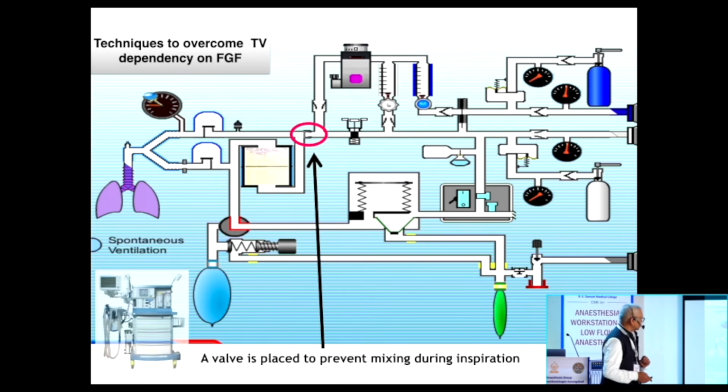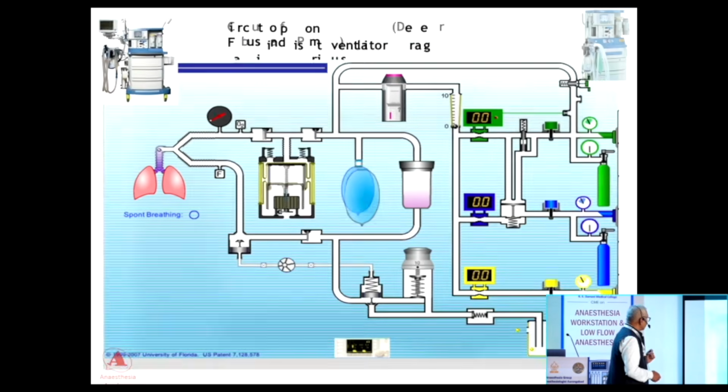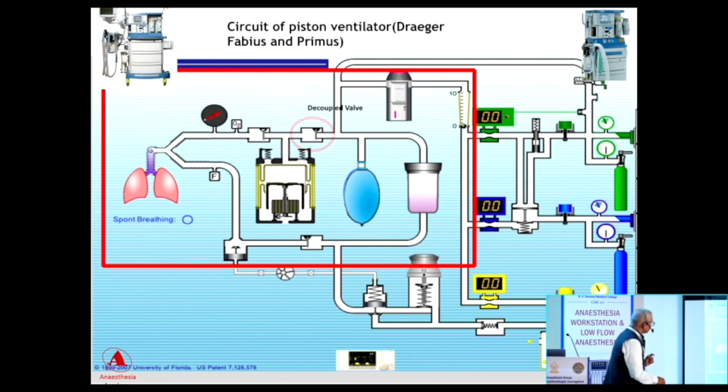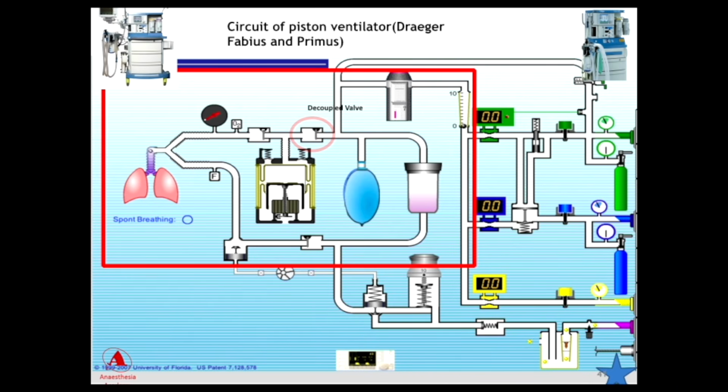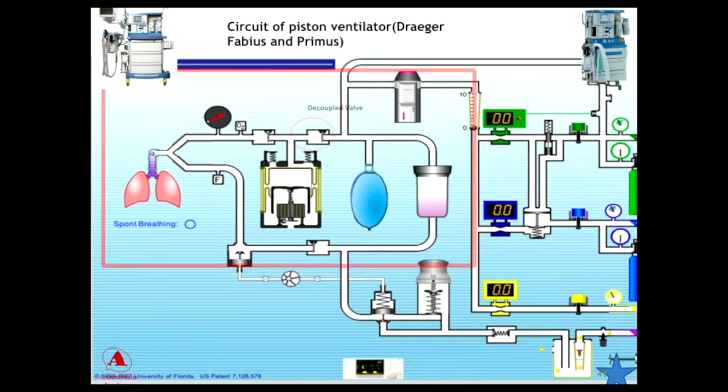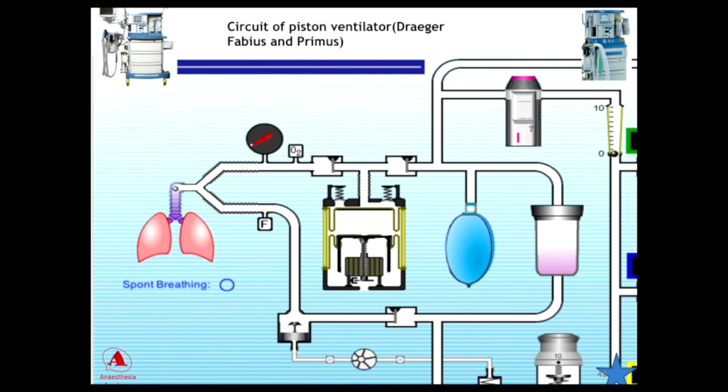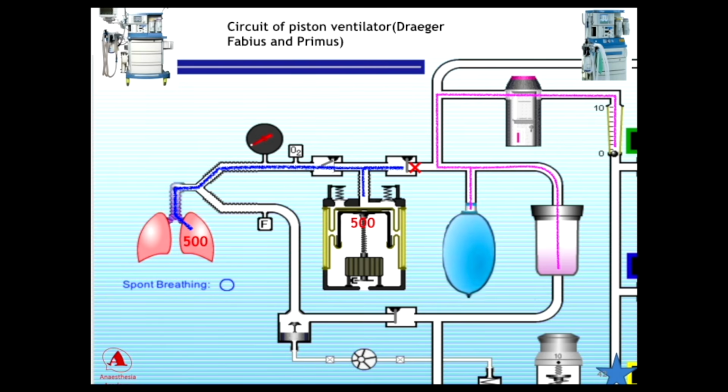So the Draeger company has developed a valve here. Their design looks slightly different. This is a piston, and this valve is called the decoupled valve. The decoupled valve is there in piston based anesthesia workstations. So now what will happen? When the piston is pushed for 500 ml, this creates positive pressure here. So this valve will open and this valve, the decoupled valve, will be closed.